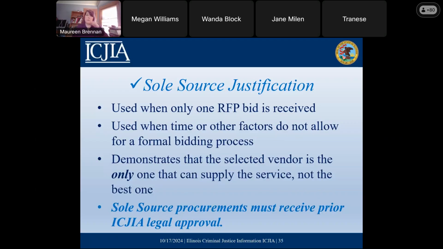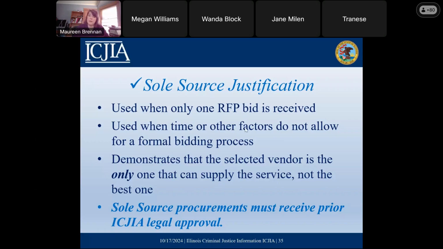There have been times when I've had grants for technology services, and there is one vendor that provides a unique service to enhance a very particular information system. That's a sole source justification because there is no other vendor that can supply this service. And like all subcontracts, sole source procurements must receive prior authority legal approval.